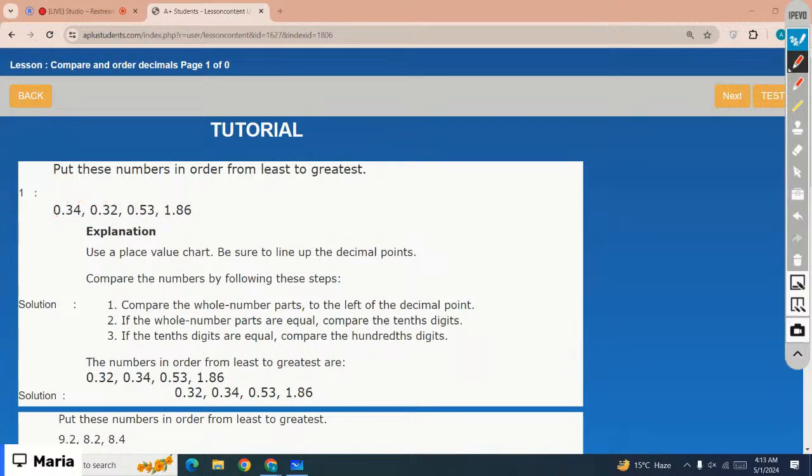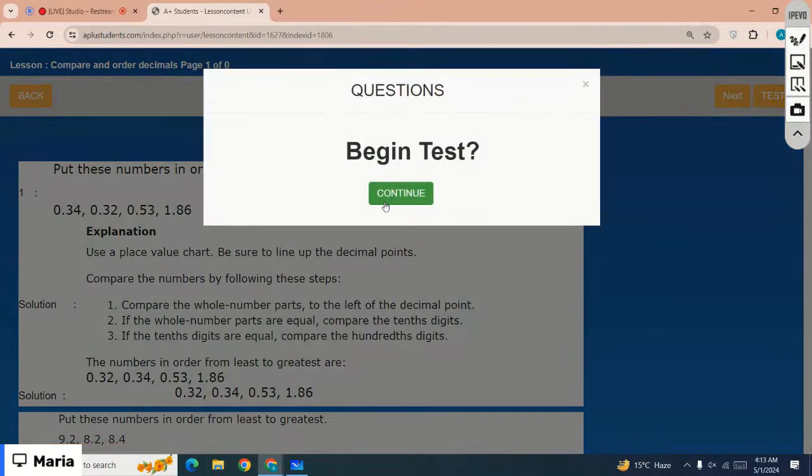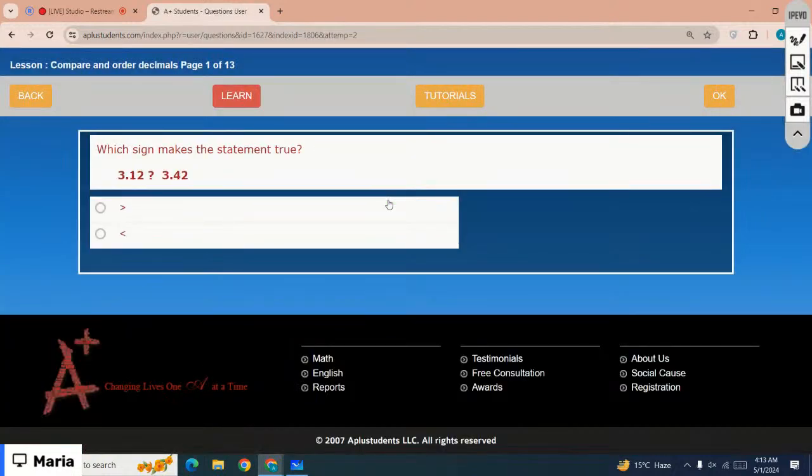Okay, let's just start with the practice questions. These are the rules you have to follow when you are going to arrange the numbers from least to greatest, right? Okay, which sign makes the statement true? 3.12, you have to compare it to 3.42. So which is the correct option?